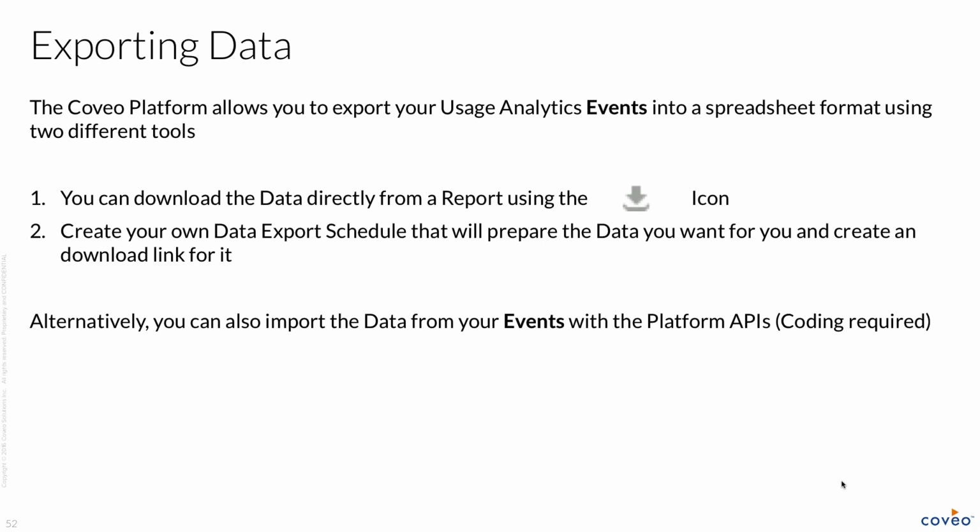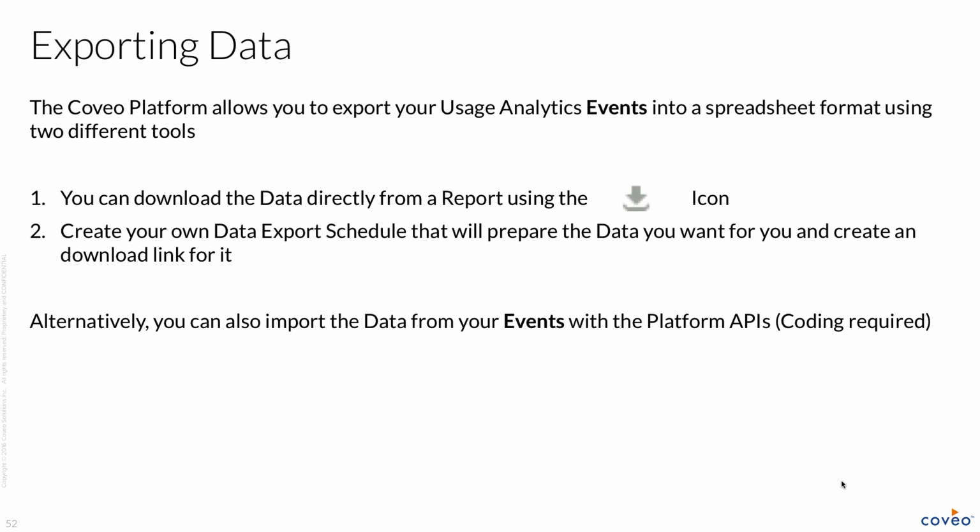The Coveo platform allows you to export all of your usage analytics data into a spreadsheet format with 2 different tools. You can download it directly using the download button, or you can create a data export, select the data that you want, and then download it. You also have the option to create a schedule that will generate a new package to download every period, so maybe every week, every month, or whatever.